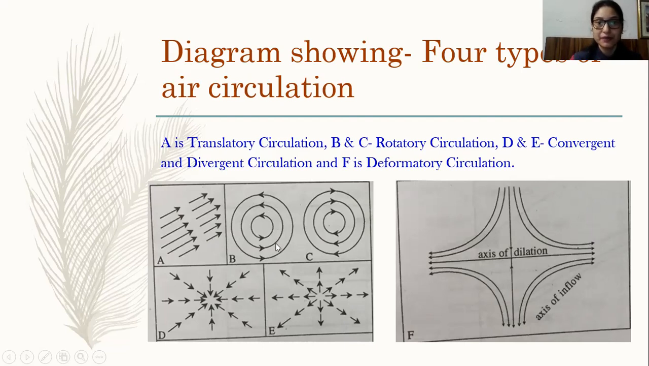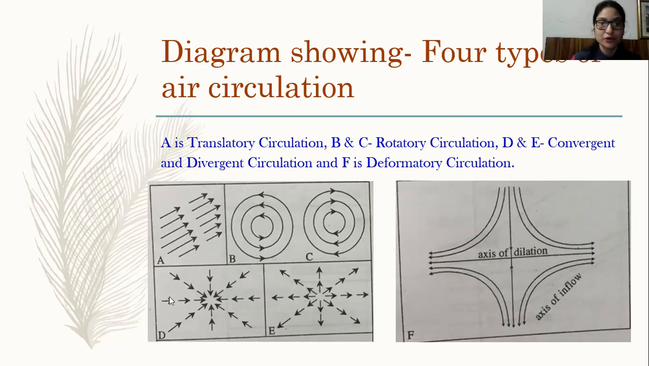Then there is B and C. This is the second and third type of circulation, that means the rotatory circulation. In this, we can see that B and C is rotatory, as the name is telling us. We can see that it is taking place in a rotation, that means it is happening in a circular movement. So that is why it is given the name of rotatory circulation. Then D and E, that is convergent and divergent.